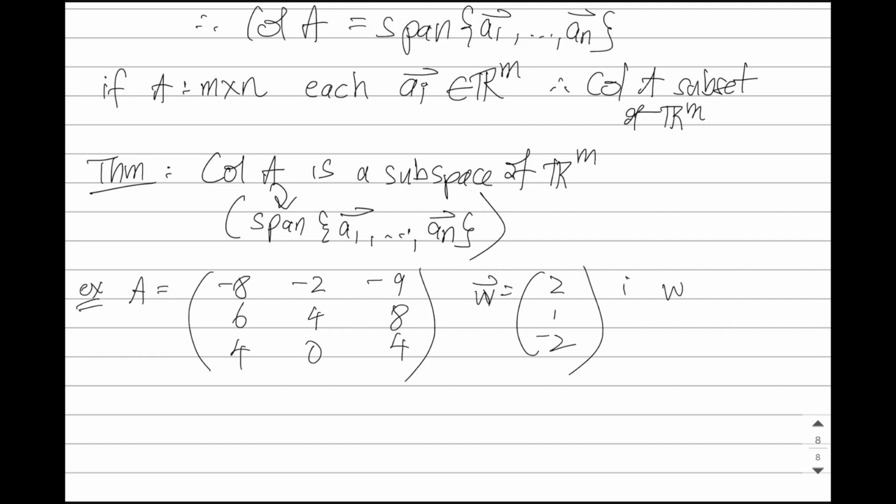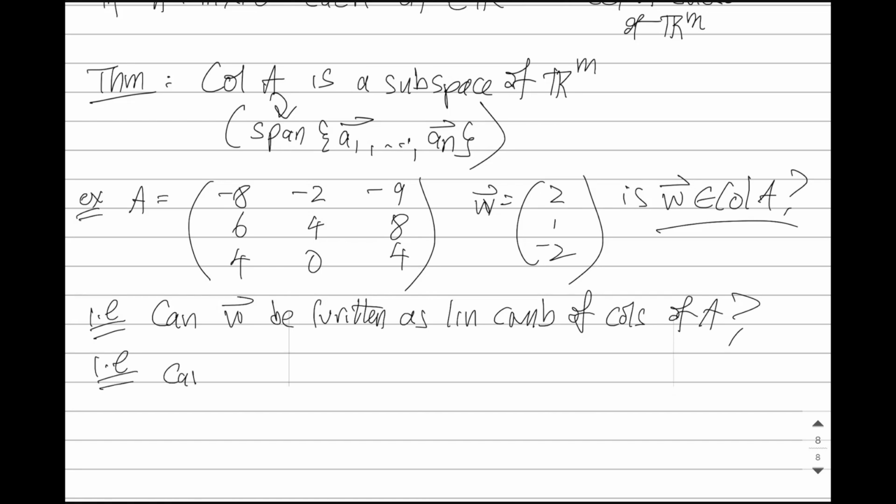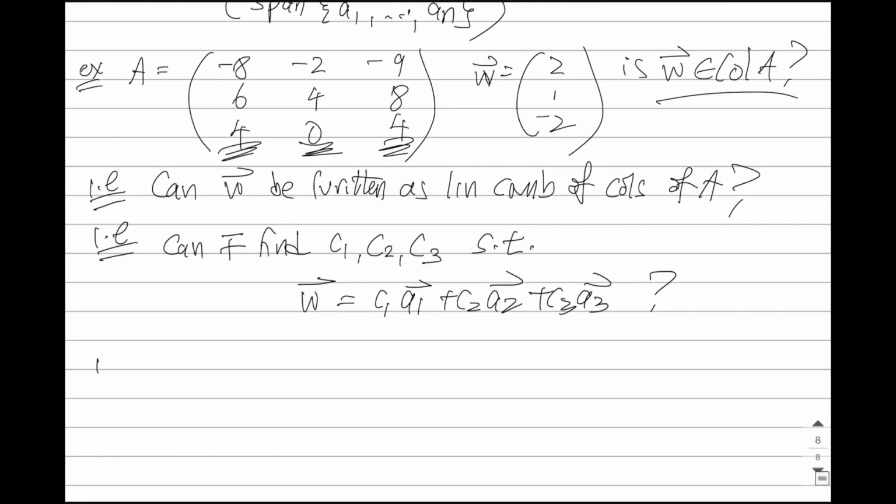So if I give you this example from earlier, I would now like to know whether or not this vector is in the column space of the matrix. Asking that question is like asking, can W be written as a linear combination of the columns of A? Another way of saying that is, can I find some c1, c2, c3 so that W is c1 A1 plus c2 A2 plus c3 A3? And that means you have to solve Ax equals W.